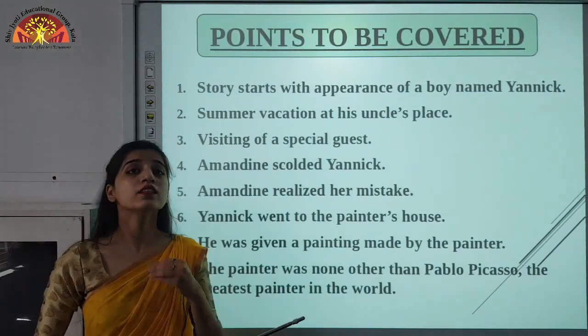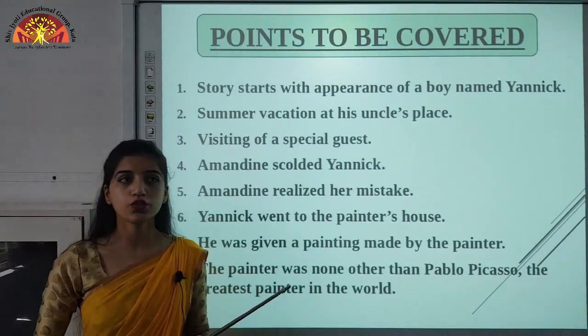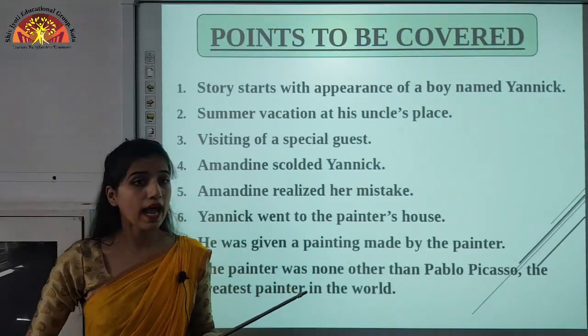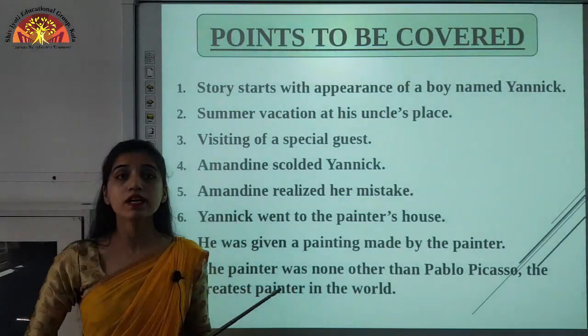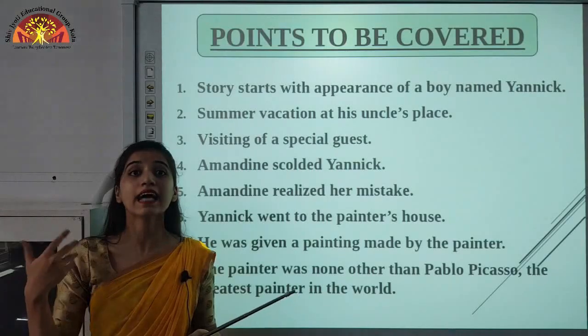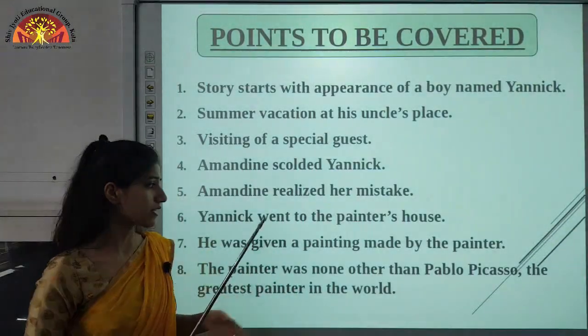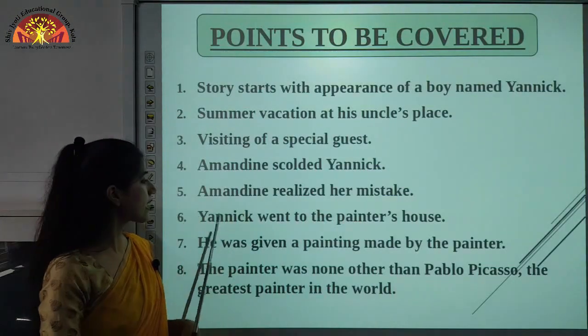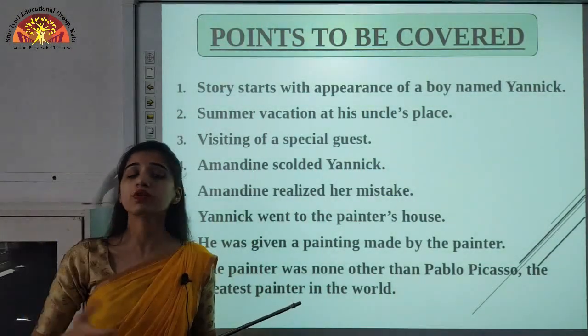Amandine, have you told him about the tablecloth? She replied, no, I haven't told him about this. So she realized her mistake because Yannick had done that unknowingly. She realized her mistake and she started crying. So the sixth point, Yannick went to the painter's house. Why did Yannick go to the painter's house?